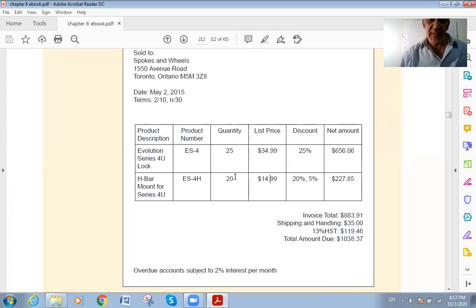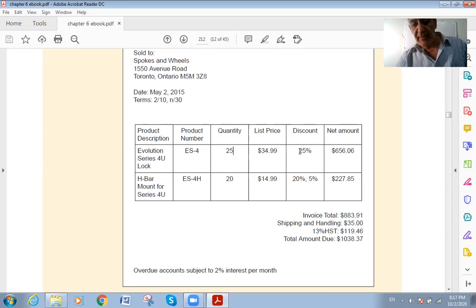It means that the quantity is 25 units, and the unit price is 34.99, for example. If we say those are shoes, okay? I bought 25 pairs of shoes. Each pair cost me $34.99. So how much for all the 25 pairs of shoes? That means I multiply 25 by 34.99.